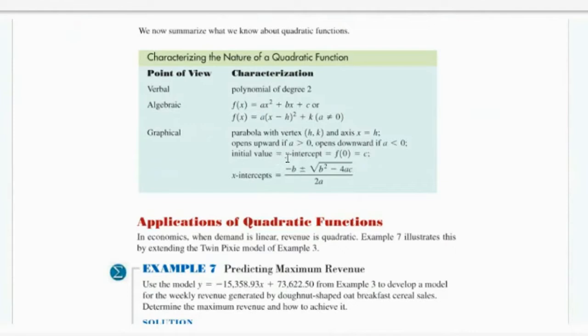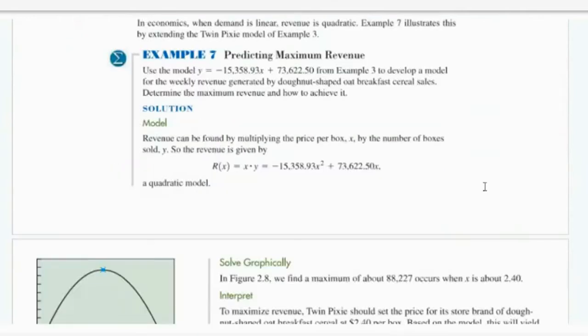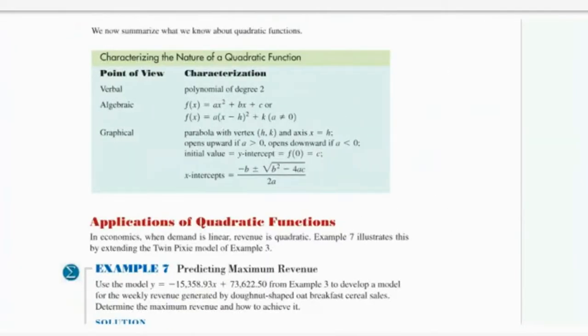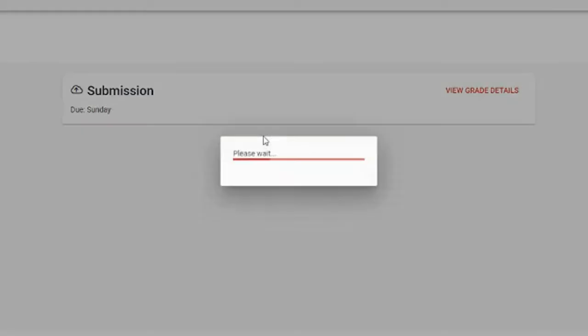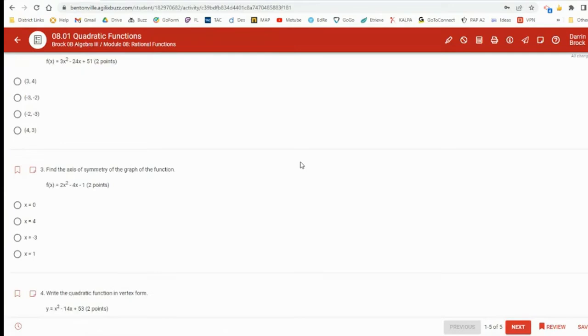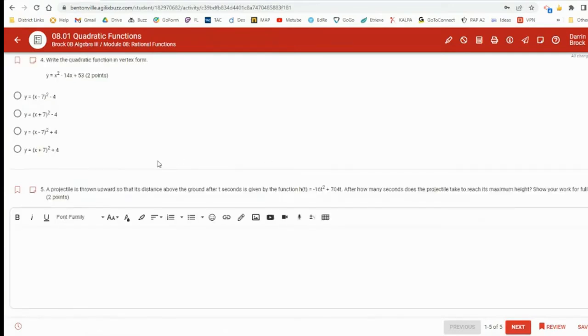The initial value, the y-intercept, is where f of 0 is. When you put a 0 in there, that'll give you the y-intercept, which is the c. And then the x-intercepts you can find with the quadratic formula. So, all right, let's look at the second lesson. We can look at the first assignment. It's just a quiz. It's got 1, 2, 3, 4, 5. Let me talk about this fifth one real quick.